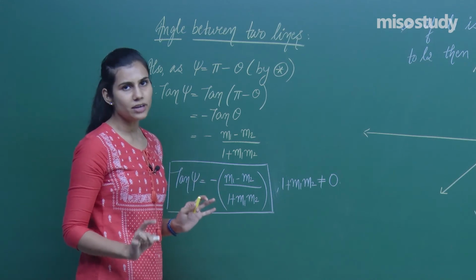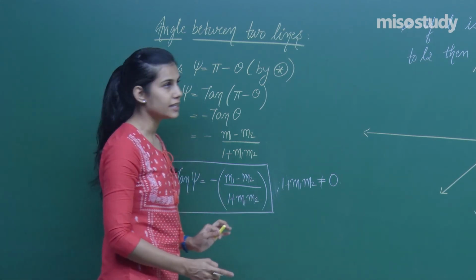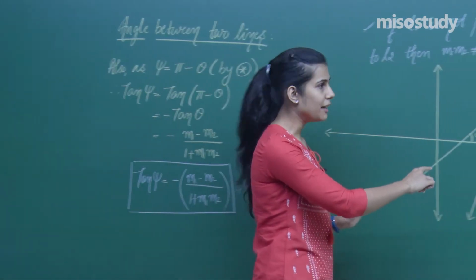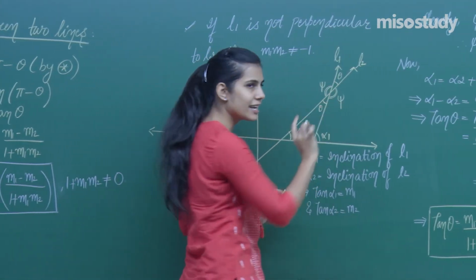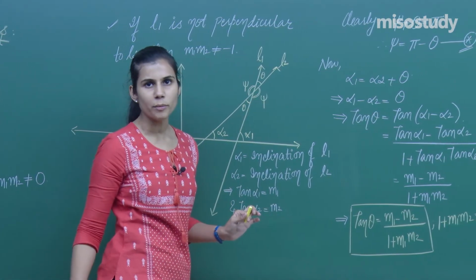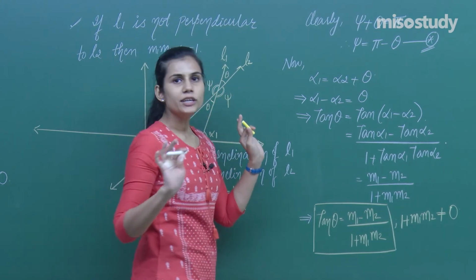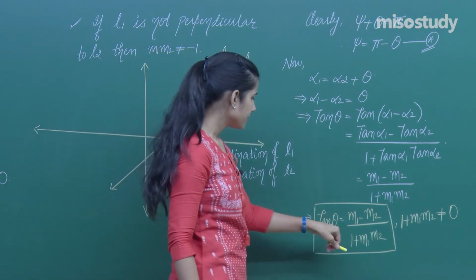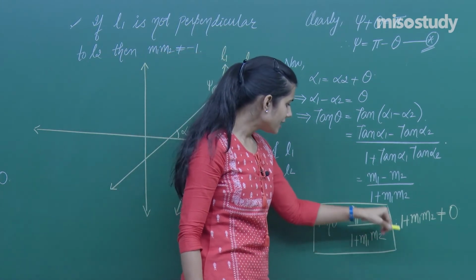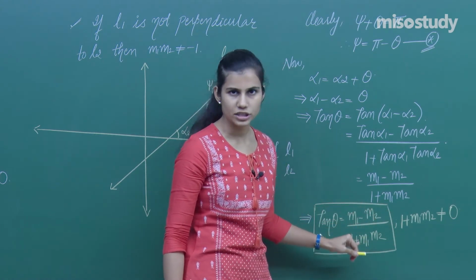Now please understand the relationship between tan theta and tan xi. According to the diagram, theta is an acute angle, then xi is an obtuse angle. Are we getting that by the formulas as well? If according to the diagram theta is acute, that means m1 minus m2 upon 1 plus m1 m2 will be a positive real number.